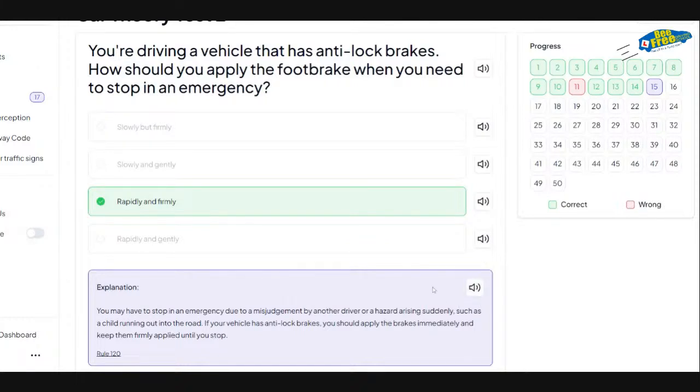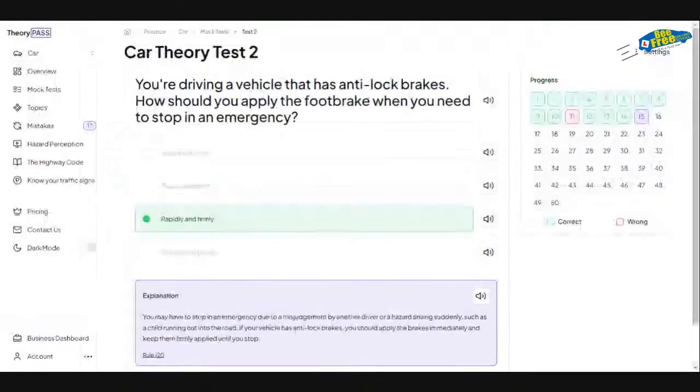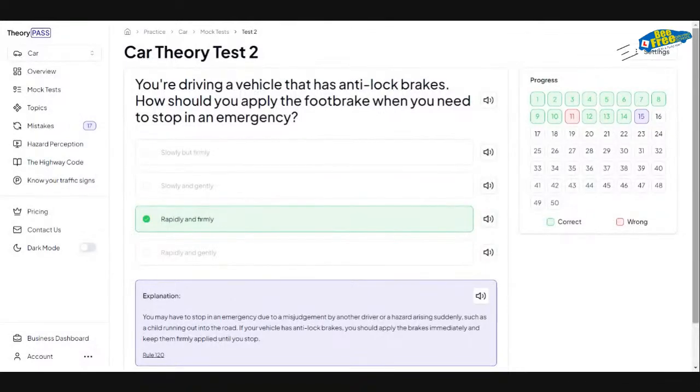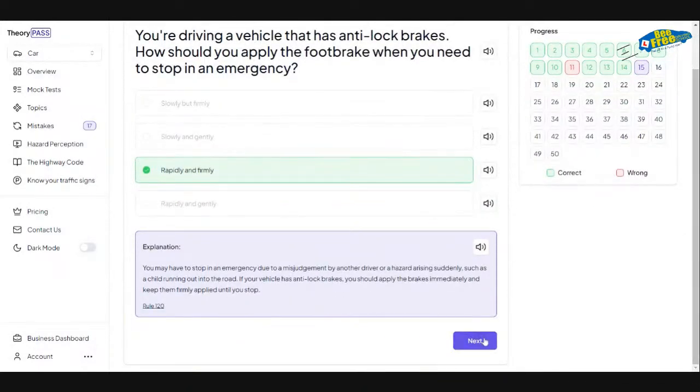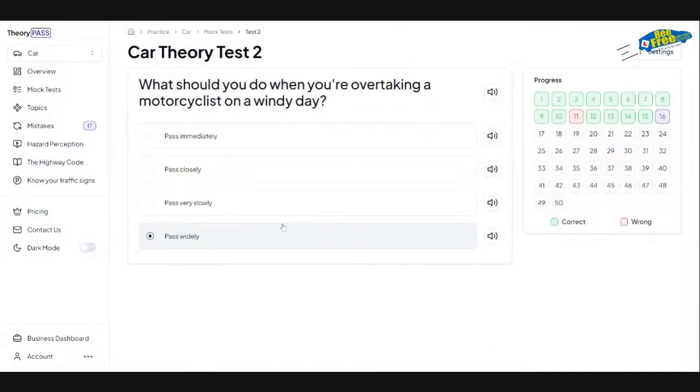Next question. Oh, how do we? Hold on a minute. What's going on? Right. Okay. Let me do this. There we go. I was looking for the next button and I couldn't find it. Right. Let's look at the next question, which is question 16.